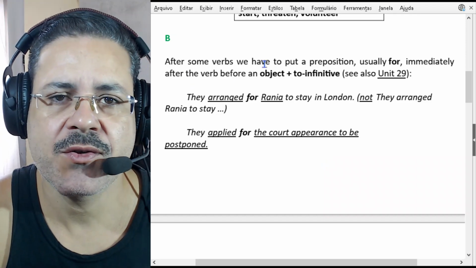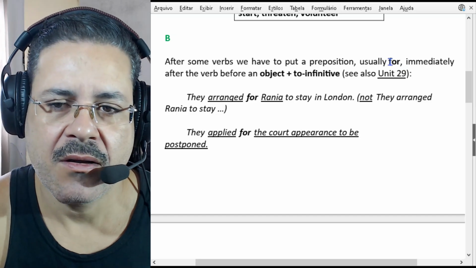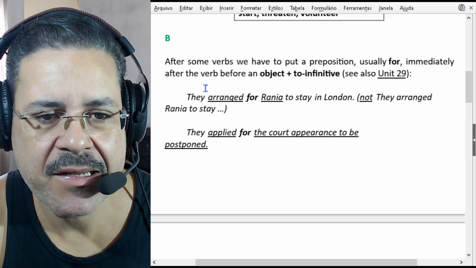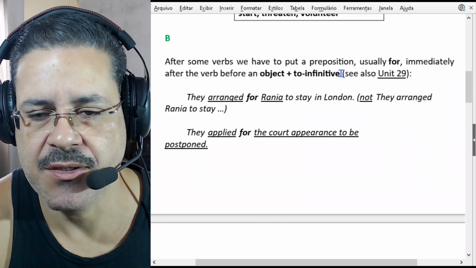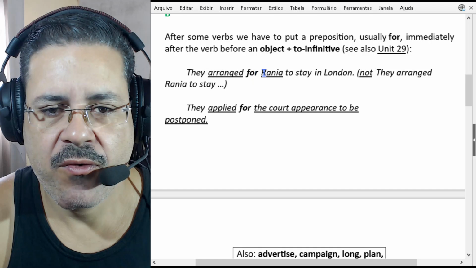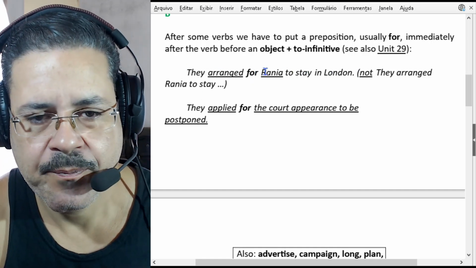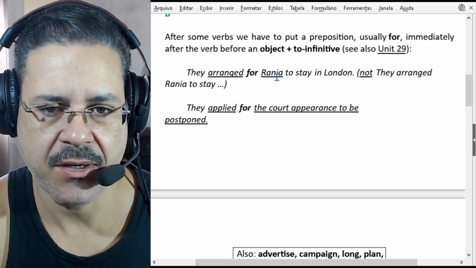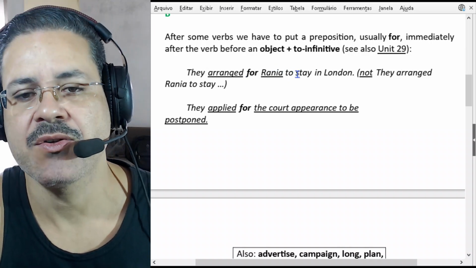After some verbs, we have to put a preposition, usually for. Sometimes it is stressed, but usually it's for, immediately after the verb before an object plus to infinitive. For example, they arranged it for Rania to stay in London. So we've got the indirect object and the direct object. They arranged it for Rania what? To stay in London.